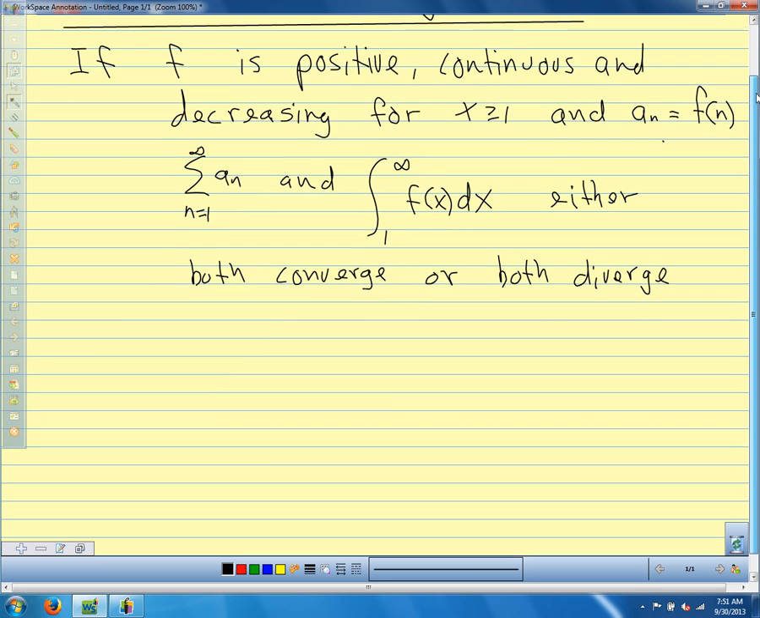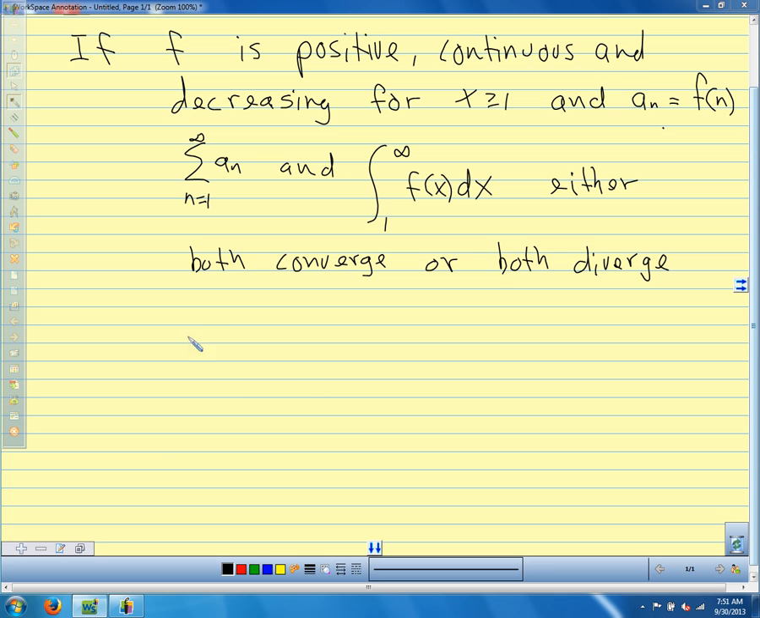And if we draw visually what the proof looks like, I'm just going to draw a picture here and talk about it for a second. So here's my positive decreasing function. And I'm going to put my 1, 2, 3, 4, etc. What we do for the idea of the proof is we look at the area of the inscribed rectangles and the area of the circumscribed rectangles.